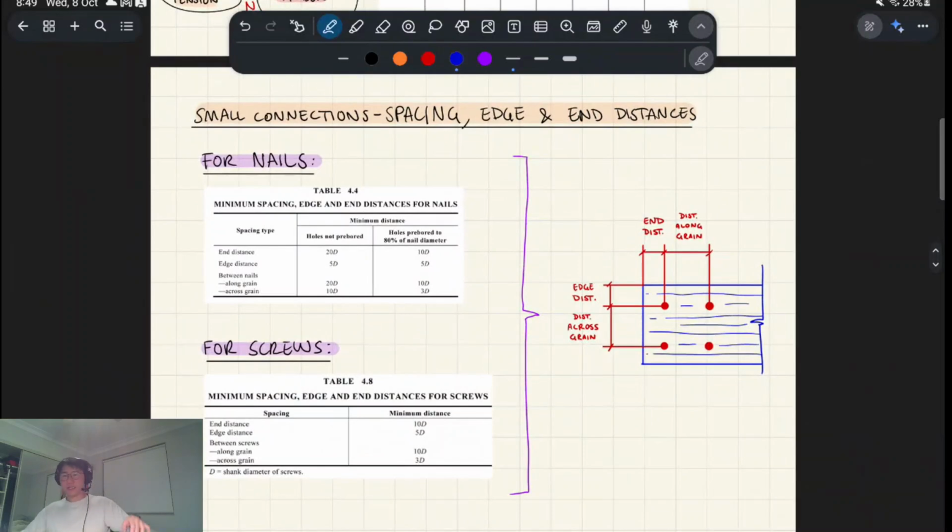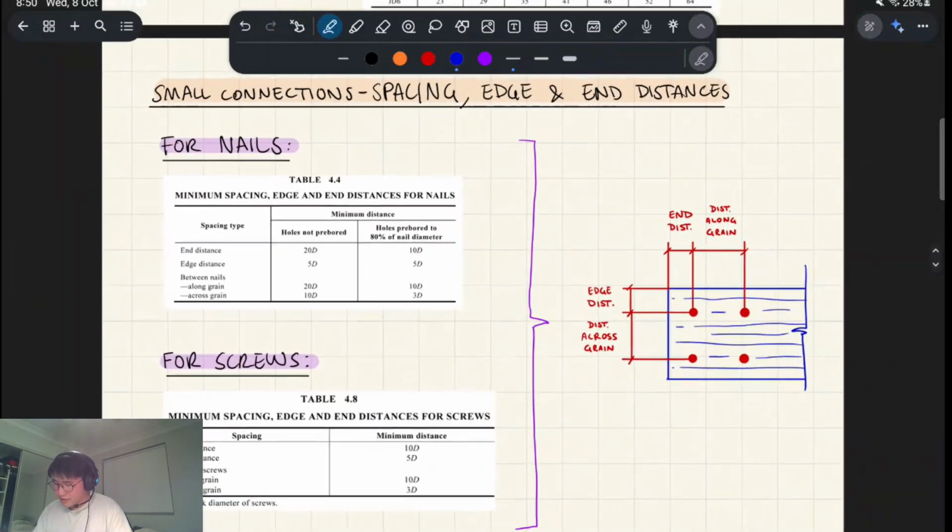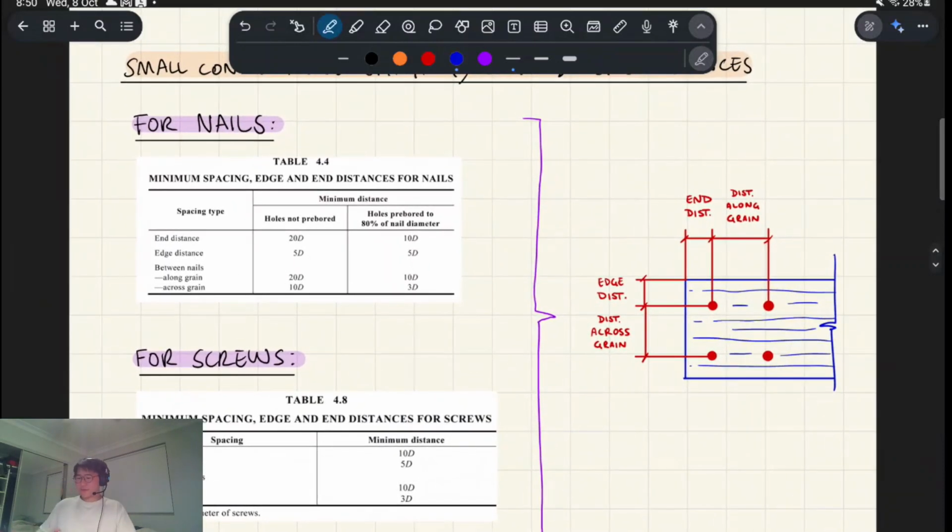And lastly, for small connections, we're gonna talk about spacing requirements, edge requirements, and end distances. So D stands for shank diameter here, right? So don't think of it like depth of the member and whatever. Like again, this is where the code's stupidly written.